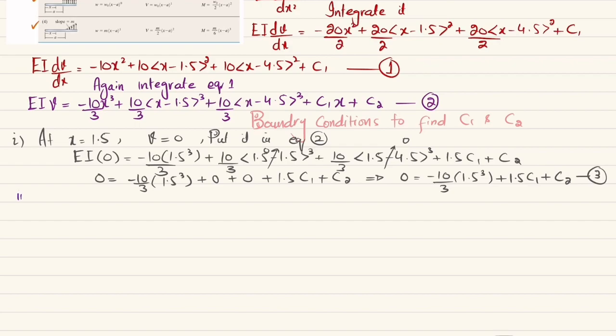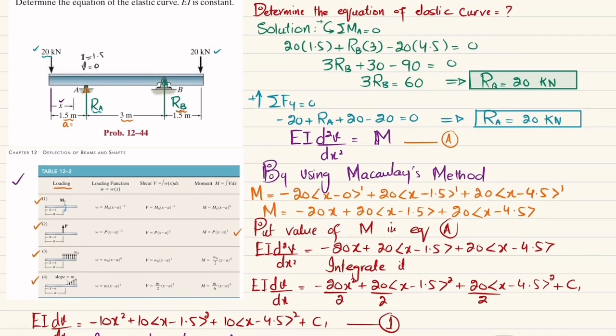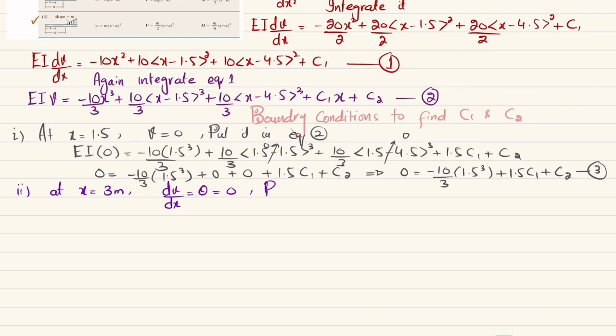The second boundary condition is that at x equal to 3 meters, dV over dx, which is the slope, is equal to 0. Let me show you over here. Due to this loading the beam will bend like this. Here you can see this is the distance where x is equal to 3, and if you take the tangent to this curve, its slope dV over dx will be equal to 0.